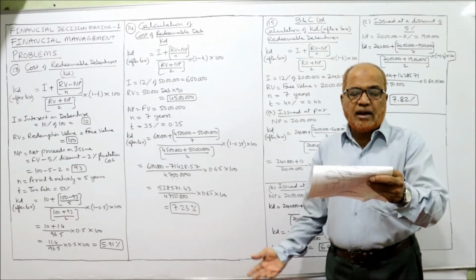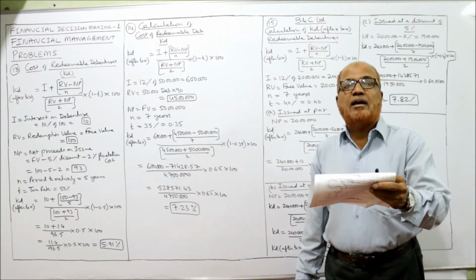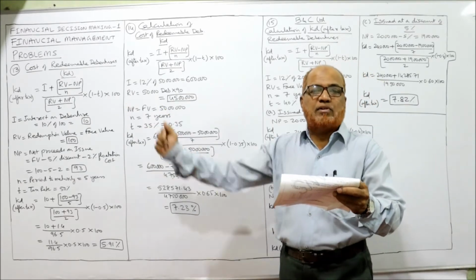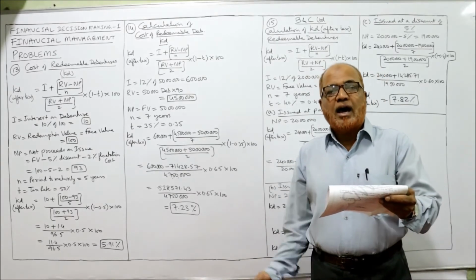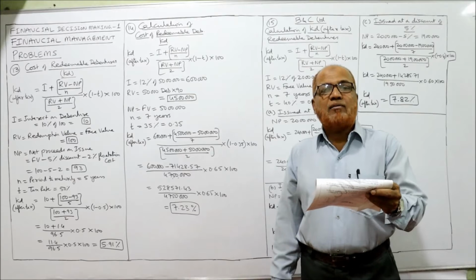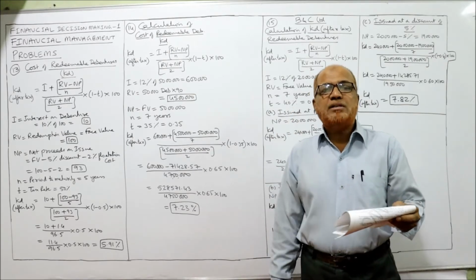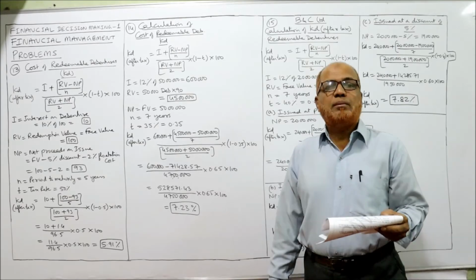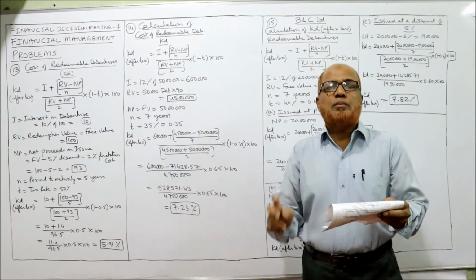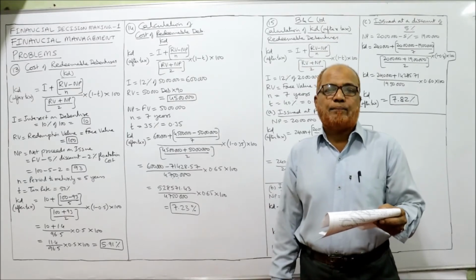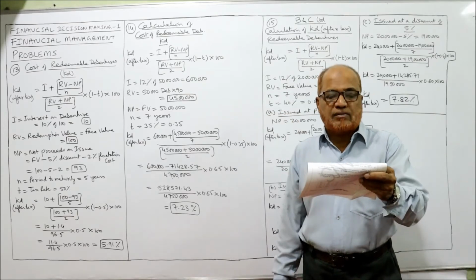The debentures are redeemable at 90 each after 7 years. Again, redeemable debt, just like the previous one. The period of redemption N is equal to 7 years. And the redemption value RV is 90 rupees per debenture. So how many debentures are there? 50,000 debentures into 90 rupees, 45 lakh. So 45 lakh rupees the company will return after 7 years.